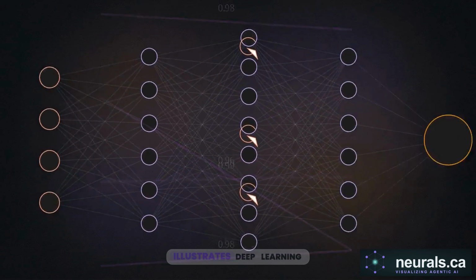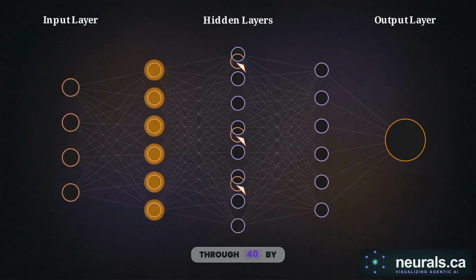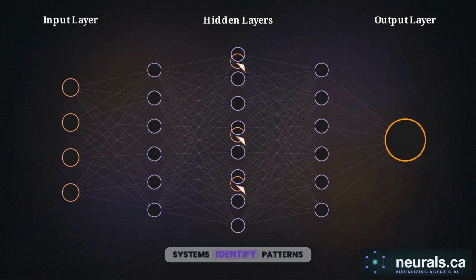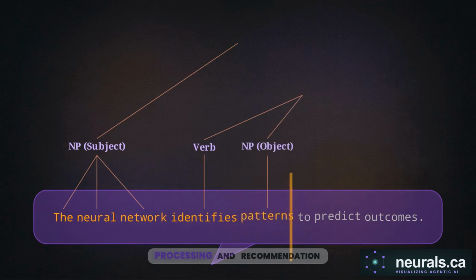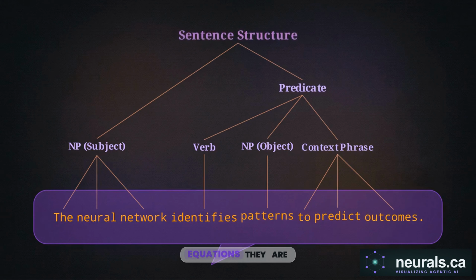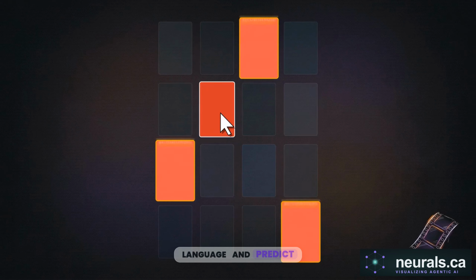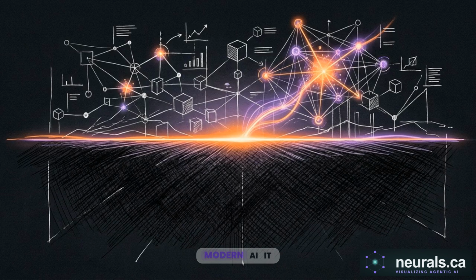This diagram illustrates deep learning models, numbers 37 through 40. By passing pulses through hidden layers, these systems identify patterns in images and maintain memory of sequential data. Algorithms 41 through 45 power natural language processing and recommendation engines. They are designed to parse the nuances of language and predict human preferences. This peak tier represents the edge of modern AI.